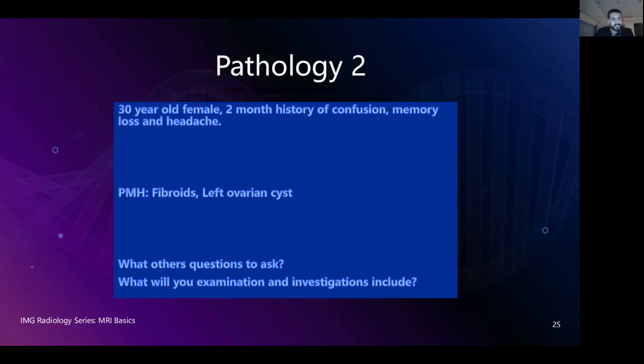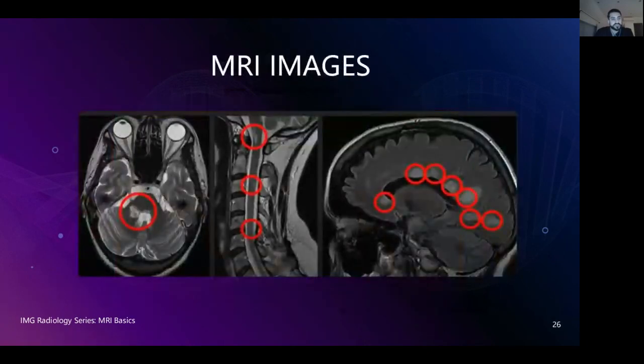So you do an MRI scan, and the MRI scan presents with these images. You can see there are some lesions across not just the brain but the spine as well. These particular areas of abnormality are actually multiple lesions in multiple sclerosis. So this is a patient who has presented with multiple sclerosis.